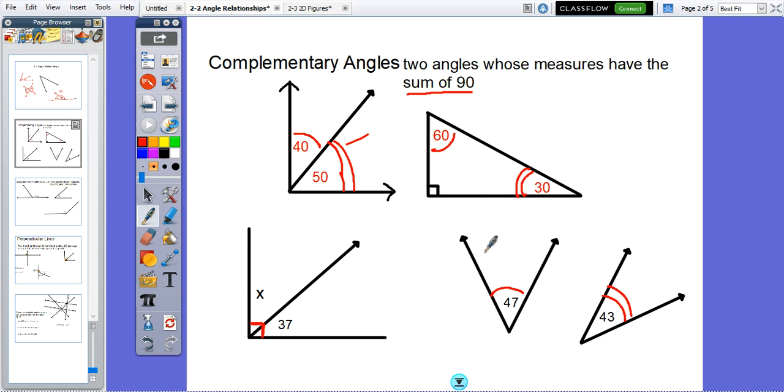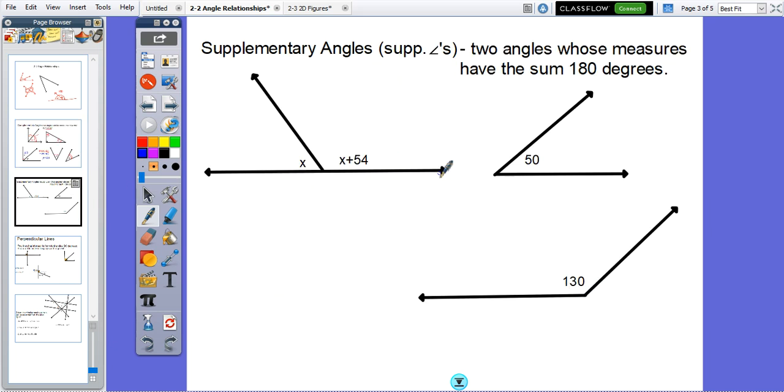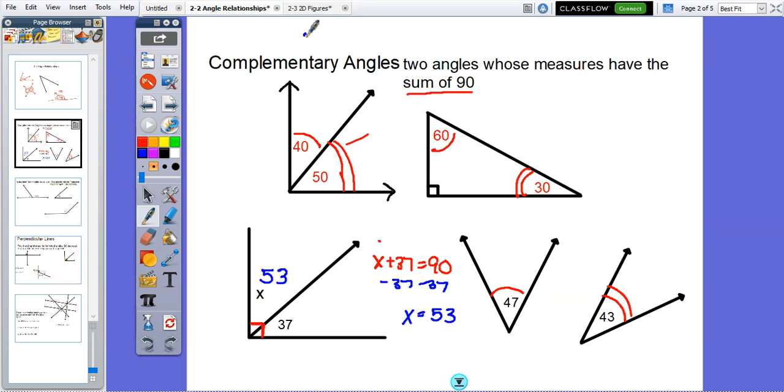So the first problem right here, given that this triangle forms a right angle right here in the middle, what is the value of x? If you had to set up a problem, the best way to set this up is saying x plus 37, those are the two angles, equals 90. We then subtract our 37, and we end up finding x equals 53. So 53 is the value of our angle right here. So that's complementary angles, just two angles that equal 90 degrees, whether they're adjacent or not. Oh, and real quick, on complementary angles, the shorthand is COMP, comp angles. You can write it like that to say you're talking about complementary angles.